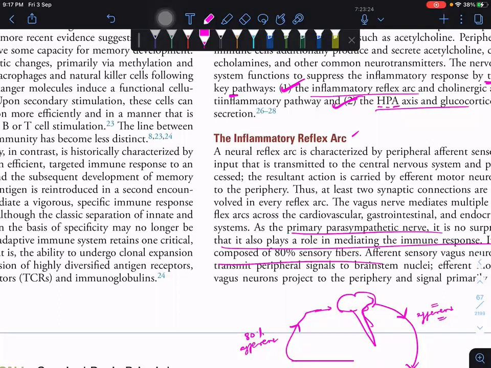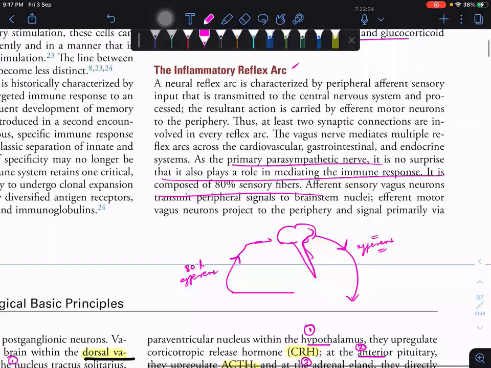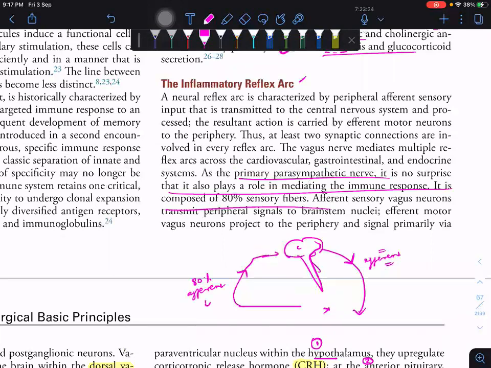The inflammatory reflex arc is similar to our reflex arc. One target will be there: afferent, central, efferent. Okay, like that only. In that, the afferent is mainly by the parasympathetic nerve. Mainly, the parasympathetic nerve is involved in this inflammatory reflex arc. Here they're telling that the primary parasympathetic nerve, no surprise, plays a vital role in mediating the immune response. It is composed of 80% sensory fibers.